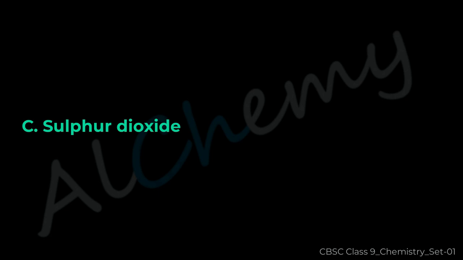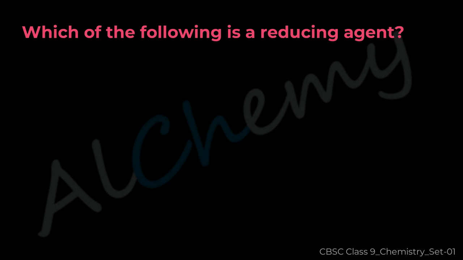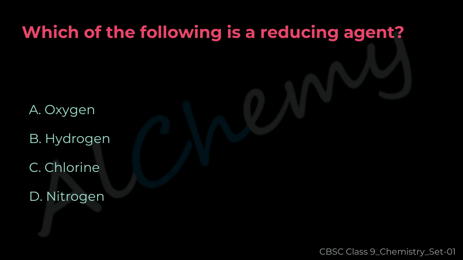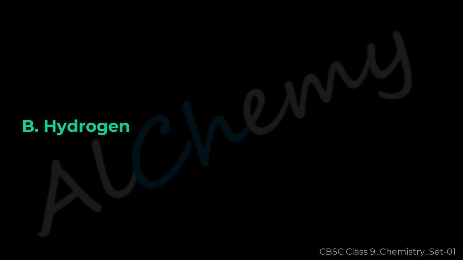Sulfur dioxide. Question 44. Which of the following is a reducing agent? A. Oxygen. B. Hydrogen. C. Chlorine. D. Nitrogen. The correct answer is B.